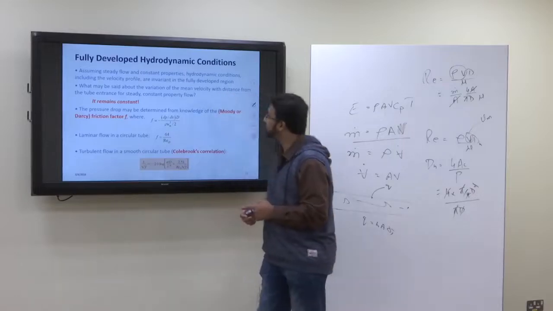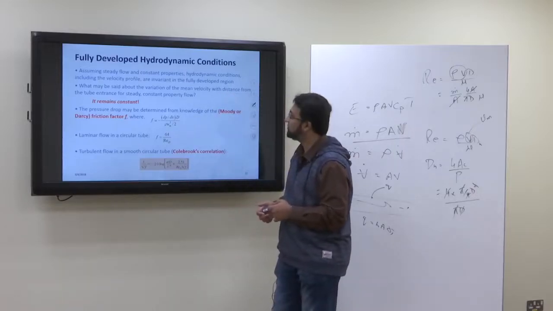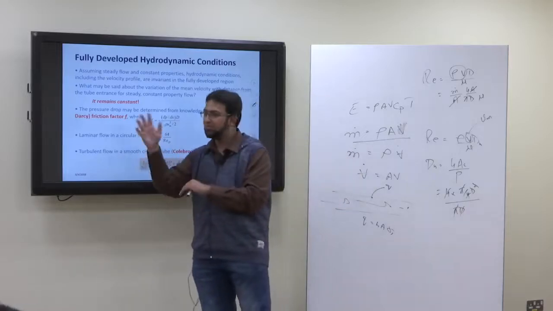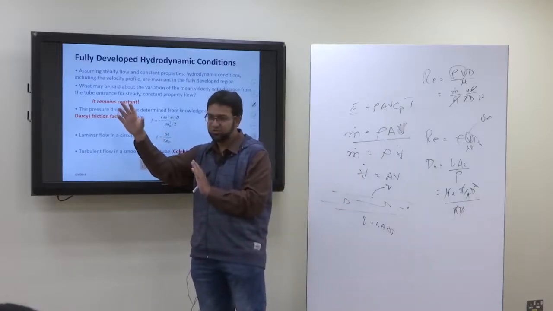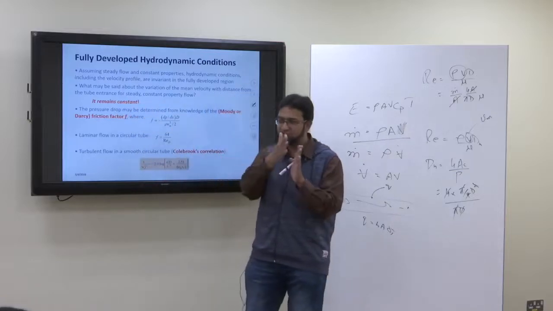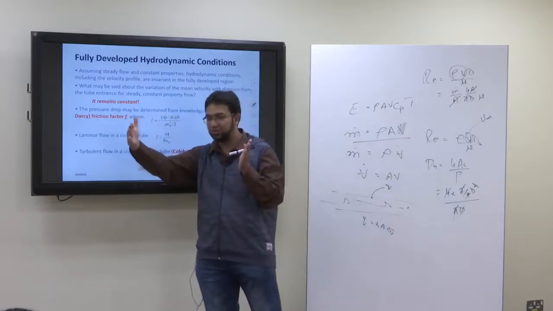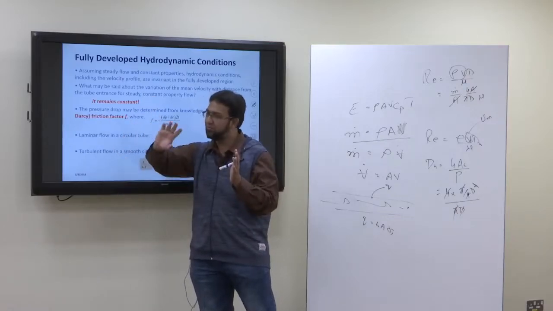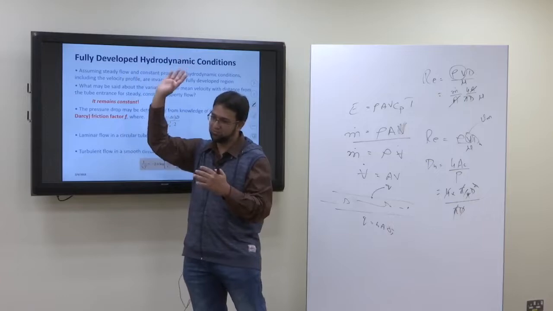what may be said about the variation of mean velocity with distance from the tube entrance for steady constant property flow? It remains constant. So once the profile is developed, then the mean velocity remains constant, it does not change. Mean velocity is changing until the velocity profile is fully developed. Once it is developed, then the mean velocity will remain unchanged throughout the length of the pipe.